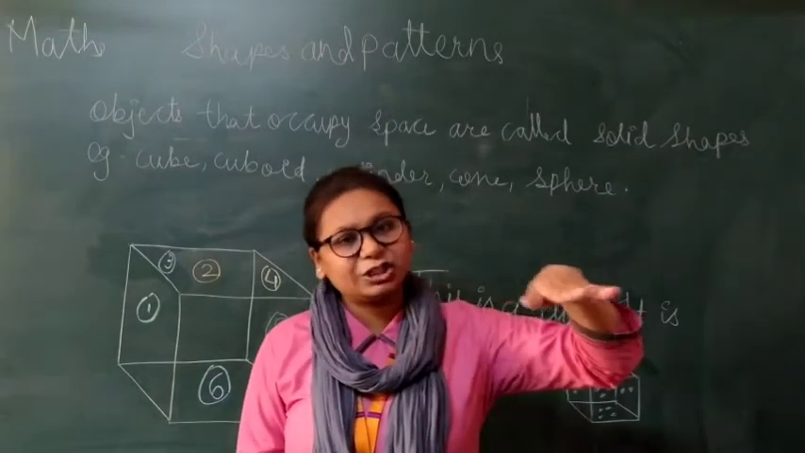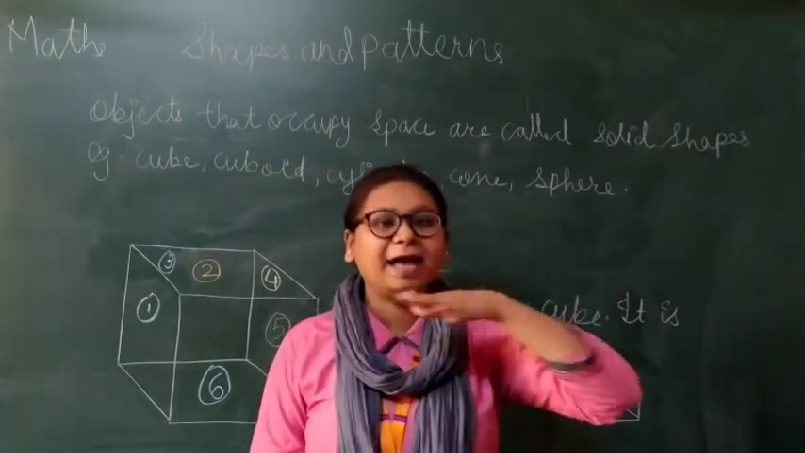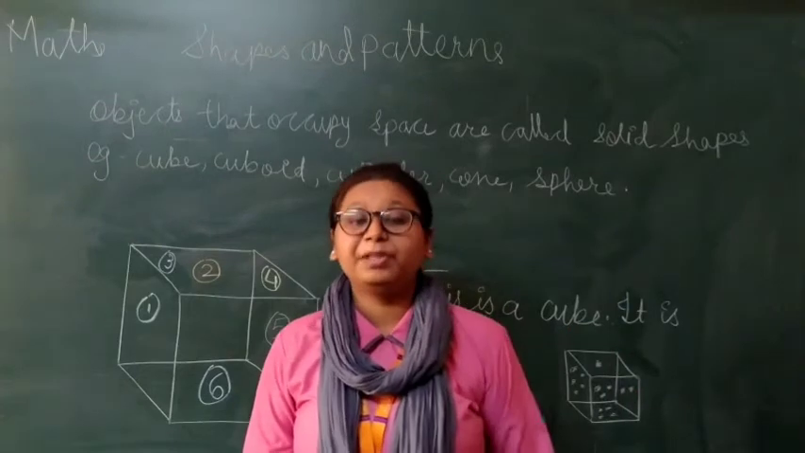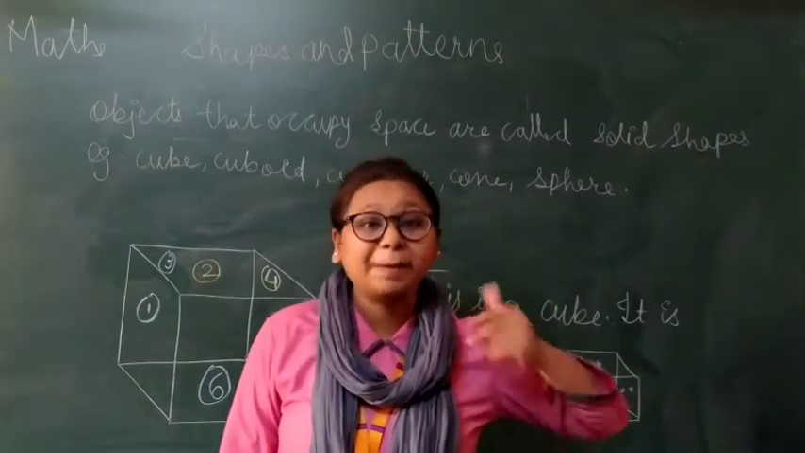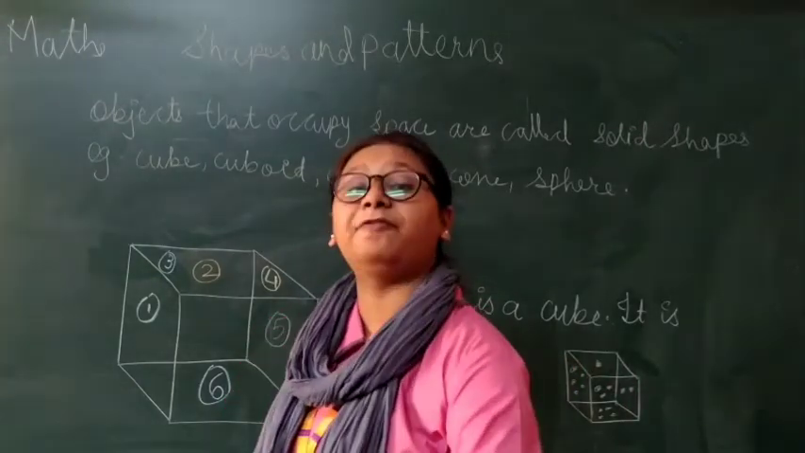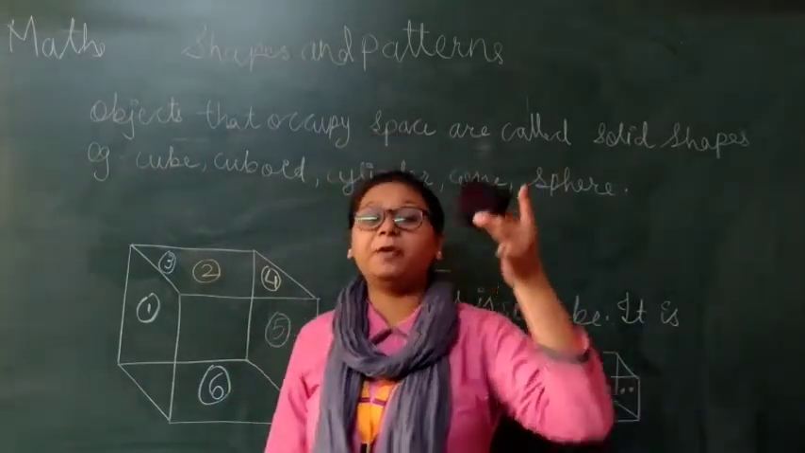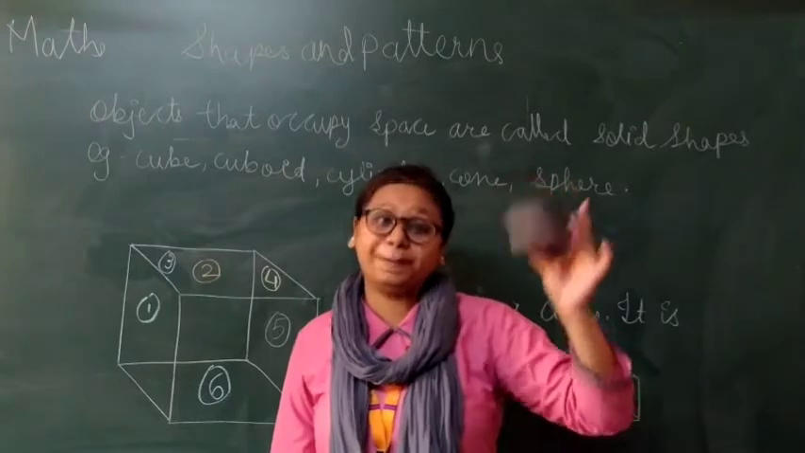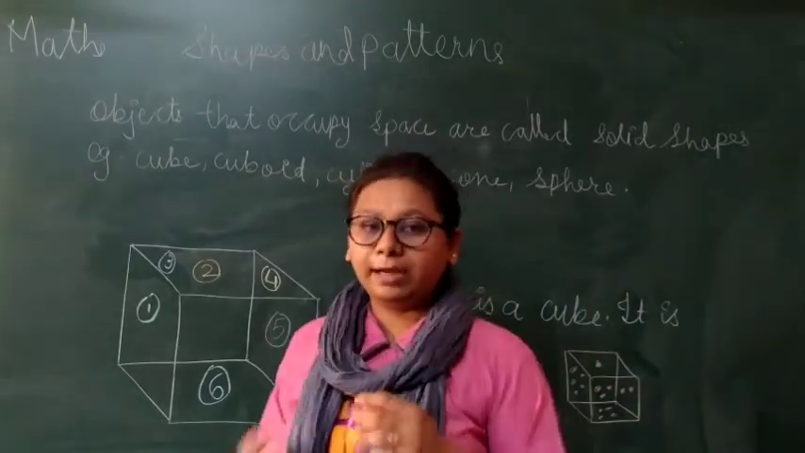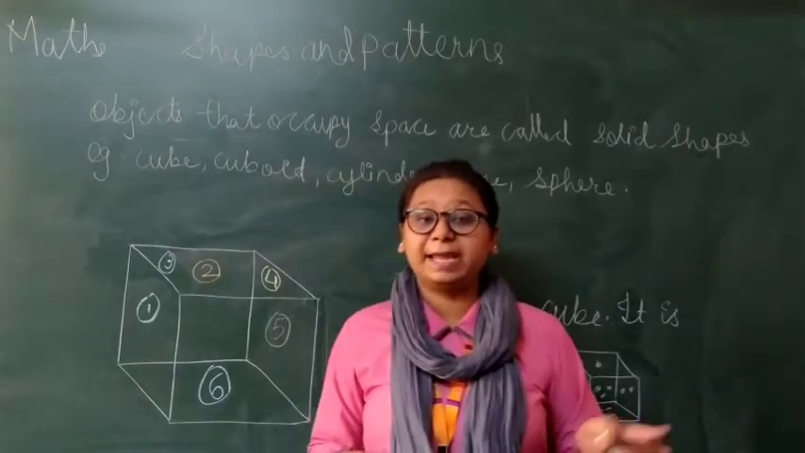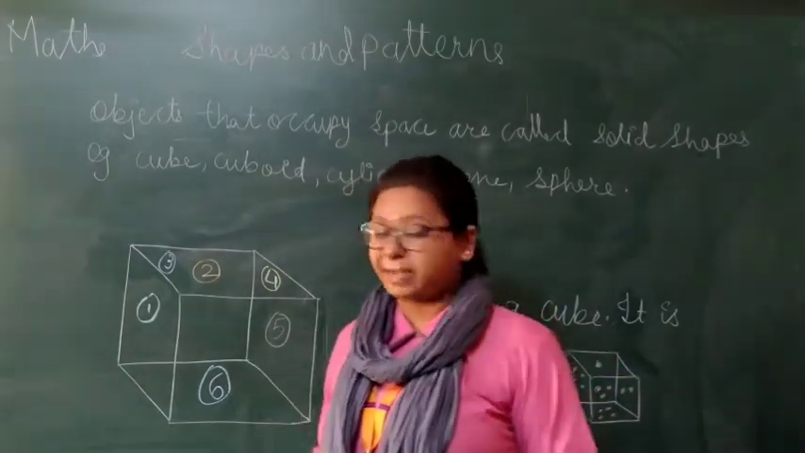Plane shapes are shapes that are plain, okay? They have a flat surface. While solid shapes are the shapes which occupy space. Like if you see this cube, if you keep it somewhere, it will occupy space, right? So the solid shapes are shapes which occupy space.